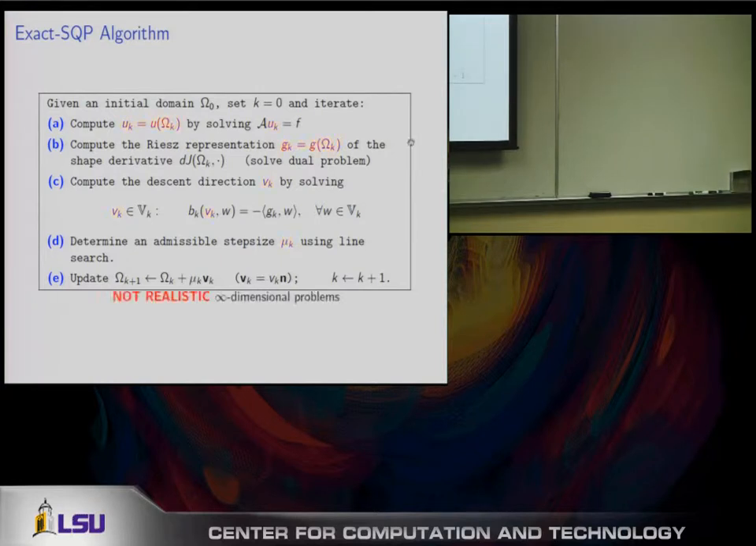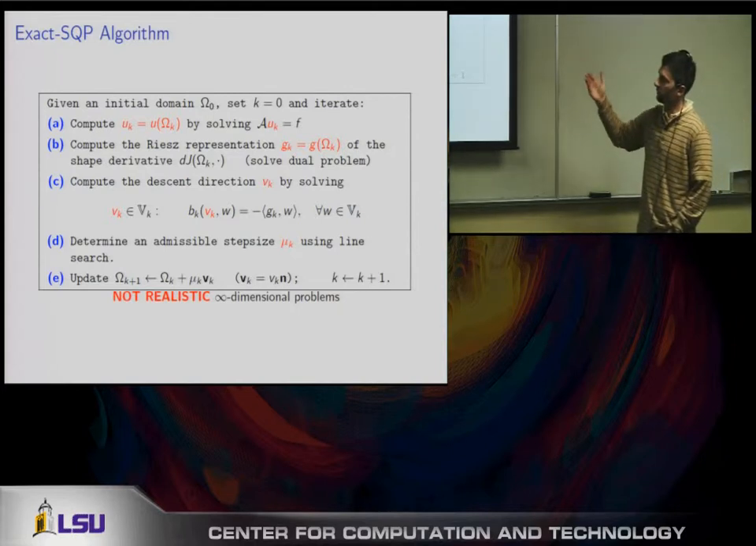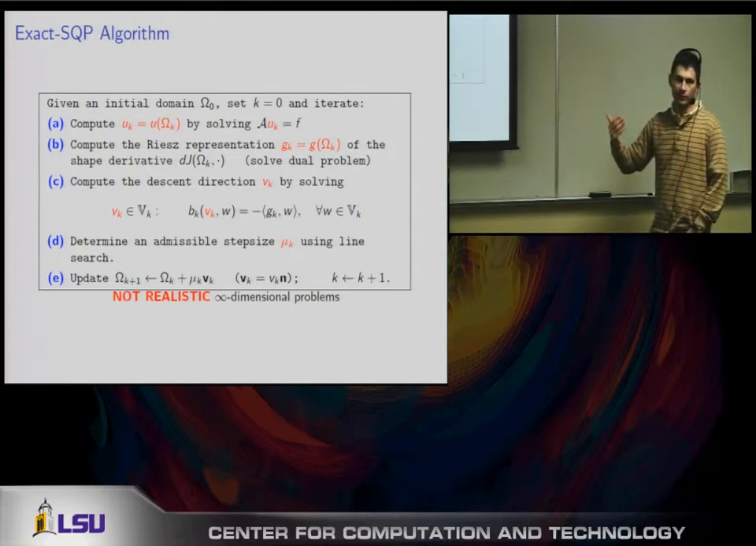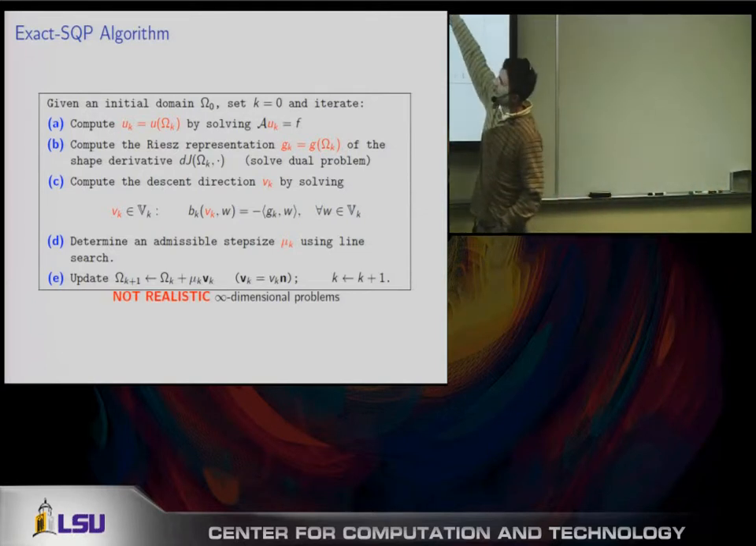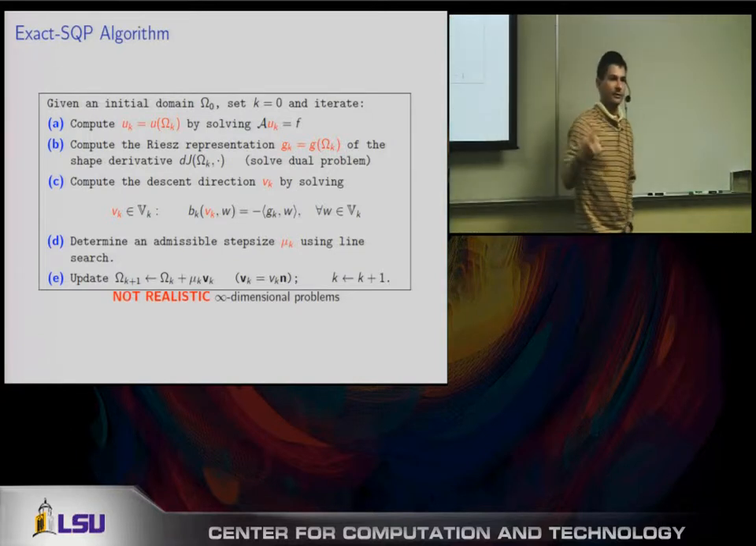So, of course, this is not realistic because you cannot solve exactly most of the things that are here. So everything that is in red here has to be approximated. And the approximation is done using some finite element method. So let's say for A and B, you use a finite element method for the fluid. And for C, you have to use a finite element method on the surface.